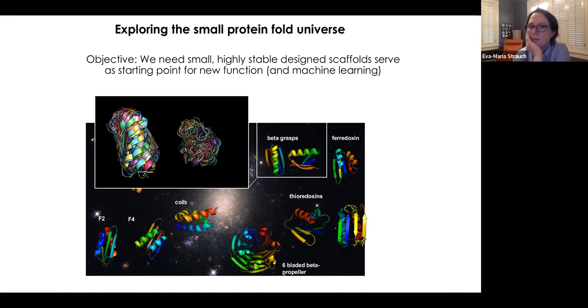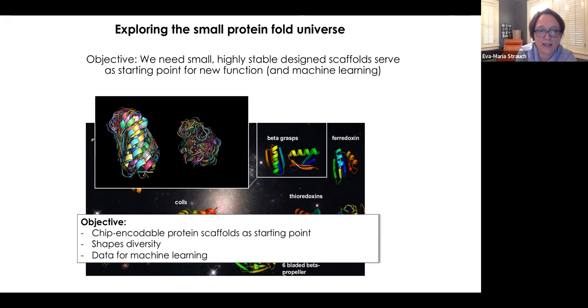And so here's an example of the new pipeline we developed. Here I'm showing only 20 different versions of the beta grasp fold where we varied something that I'm going to explain in a second, and you can see there's quite a bit of structural diversity, which is what we want in order to make, let's say, a lot of binding proteins.